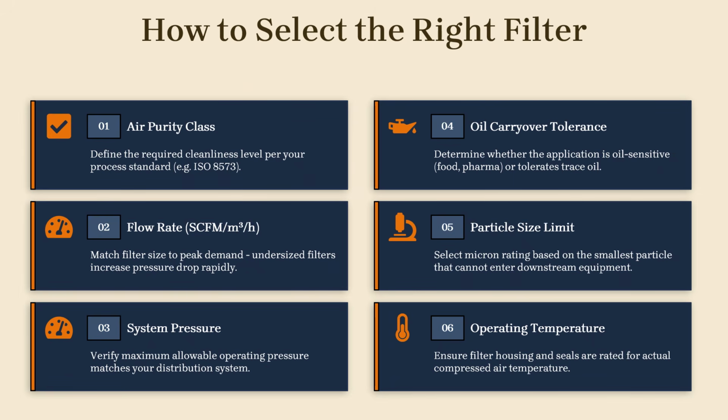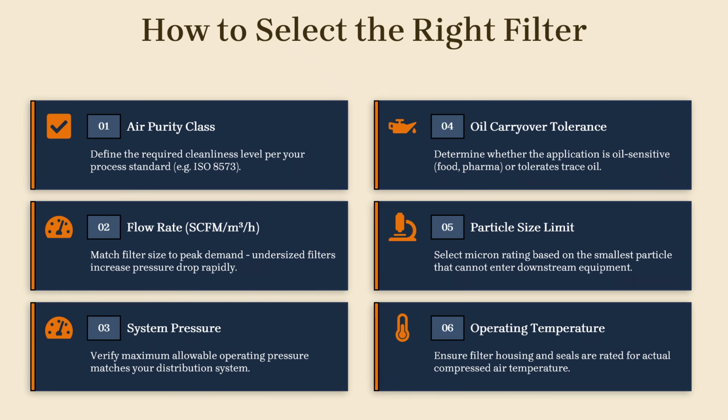Choosing the right filter is not simply about adding a component into the pipeline. It requires careful engineering evaluation based on the application and air quality requirements. The first consideration is the required air purity class, often defined by standards such as ISO 8573. Engineers must also evaluate flow rate, because undersized filters create excessive pressure drop and energy loss during peak demand.